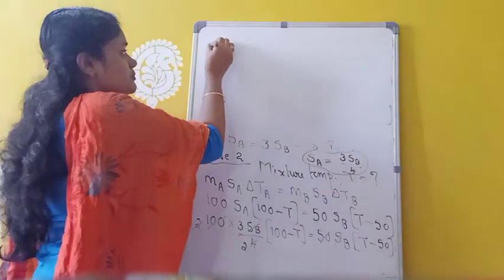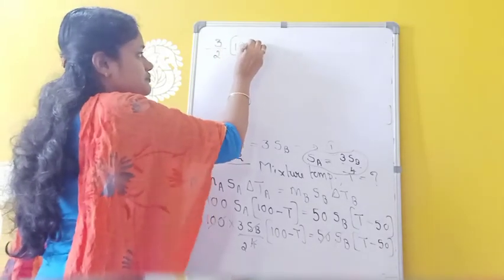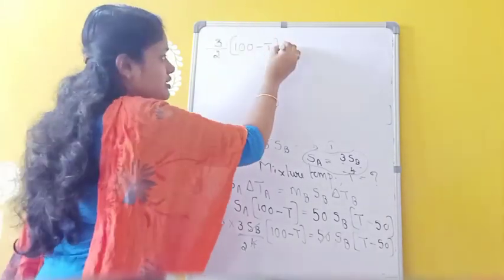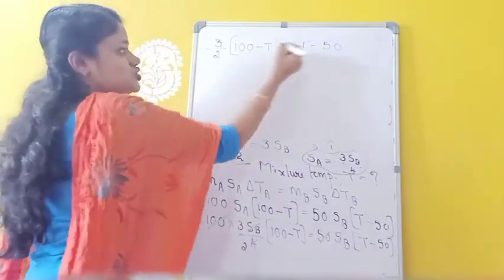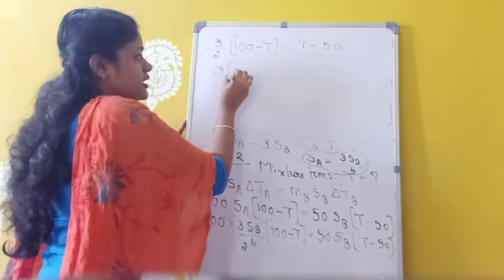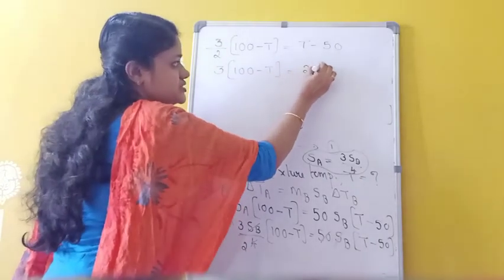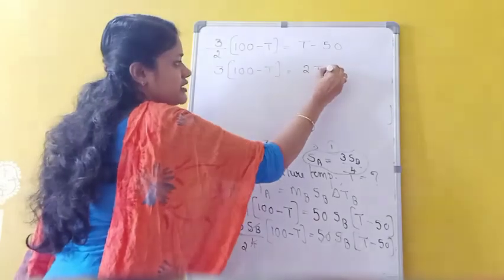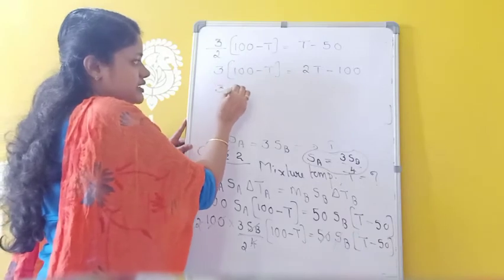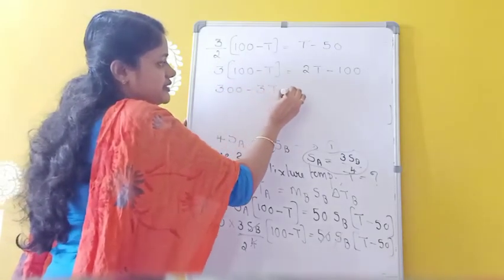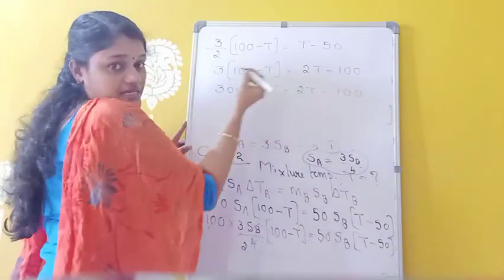So 3 by 2 into bracket 100 minus T equals, right hand side we have only T minus 50. And this 2 we can multiply here. So 3 into 100 minus T equals, this 2 I am multiplying here, so 2T minus 2 into 50 is 100, 2T minus 100. So I am removing the bracket here. So 300 minus 3T equals 2T minus 100. And this minus 100 I am taking on the left hand side.